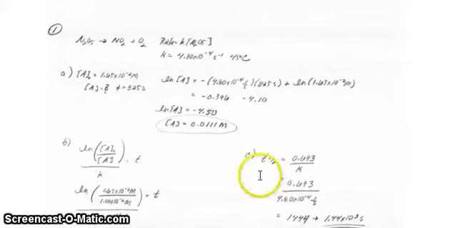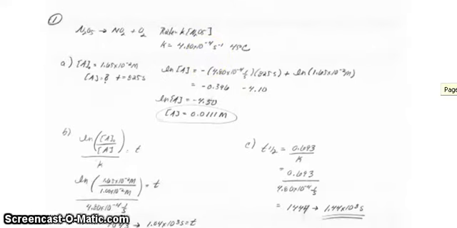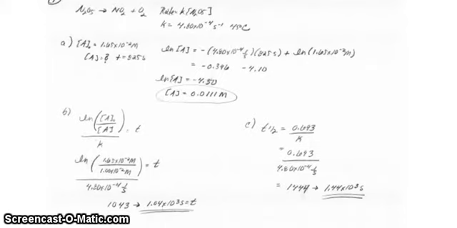Now, for the first problem, it asked for a concentration after a certain amount of time, given the rate constant. So there you go. The first problem then asks for the amount of time to reach a certain ratio of concentrations, and then it's asking for your half-life.